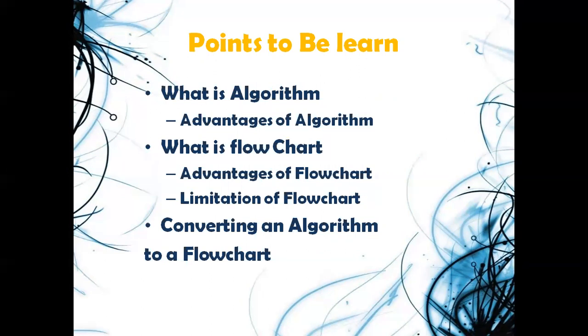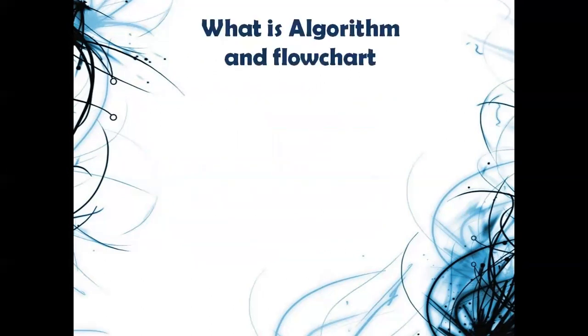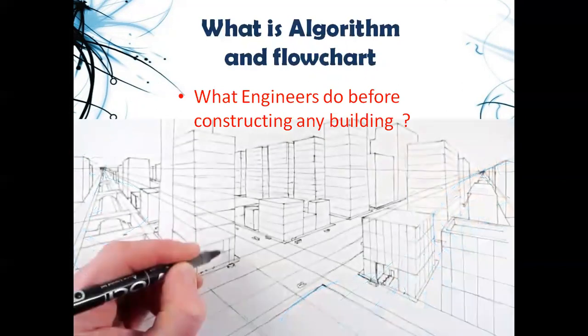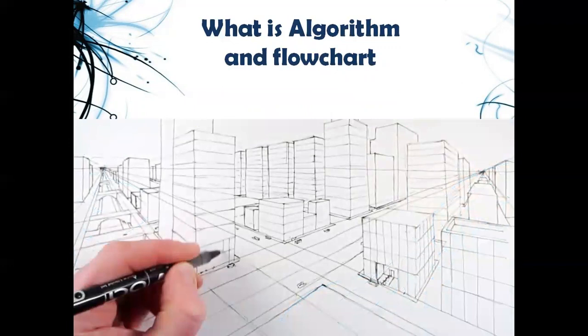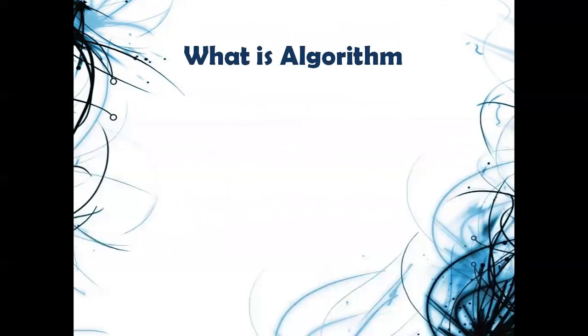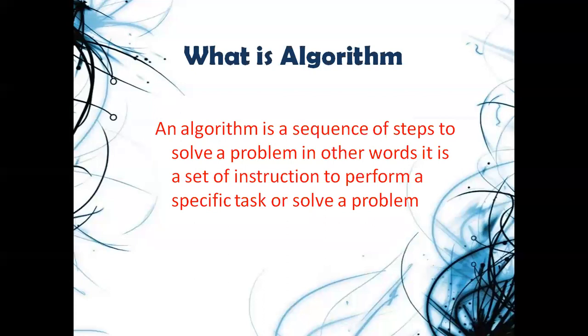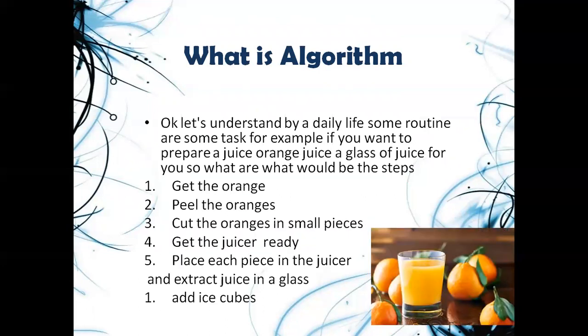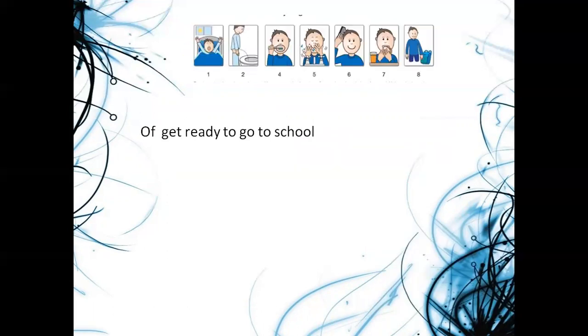Already we have learned a few points from this, that is, what is an algorithm and flowchart. The intro we have learned with one example, like what engineers do before constructing any building. Engineers used to draw a structure or sketch of that building to understand how the building will look like. The same way we need to create an algorithm to understand how our program will work. So we have learned the definition of algorithm in the previous class, and we have taken some examples. We have learned a few examples of algorithm, and you have practiced also.